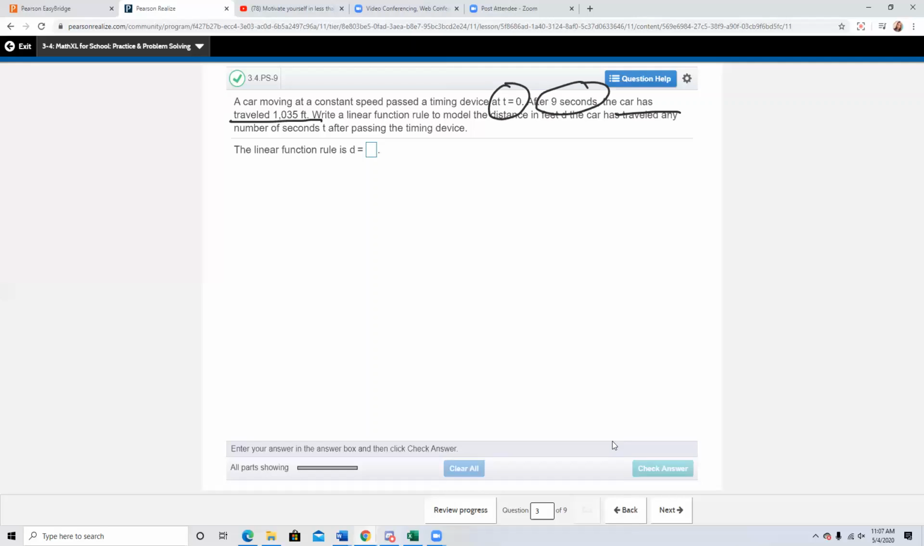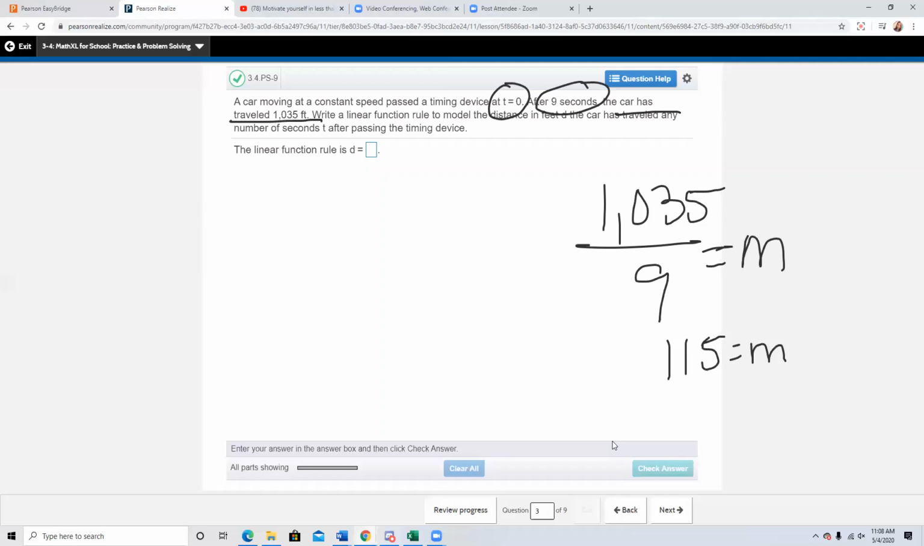So if it went 1,035 feet in 9 seconds, we're going to divide that in order to find our slope. Because of course the car had to go on some type of slope in order to get to 1,000 feet. It either had to go up or down on a slant. Okay, so 1,035 divided by 9 is equal to 115. That is our m.